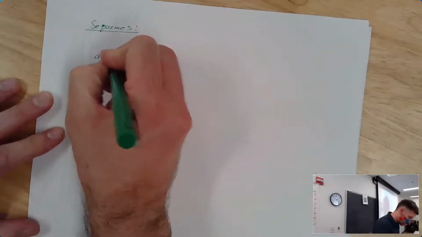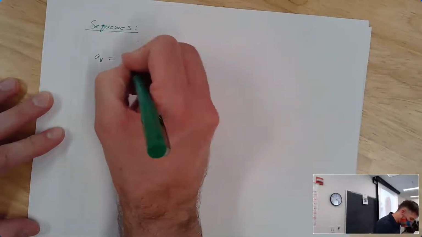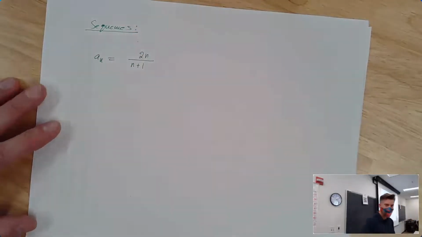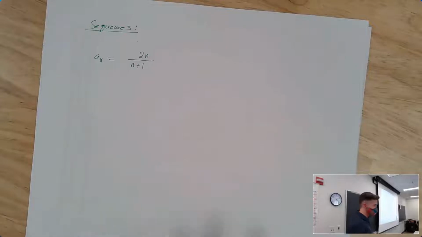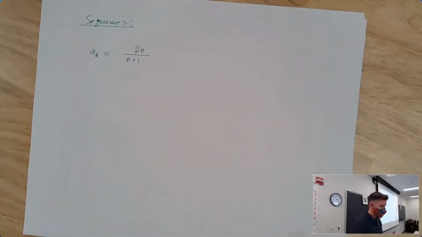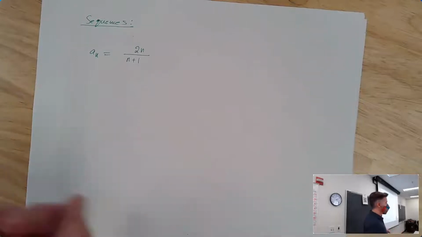So here's a sequence. A sub n equals 2n over n plus 1. And there's a few things we can do with this sequence. We can talk about some of the terms. So usually, unless there's a good reason not to, we typically start the sequence at n equals 1. Sometimes at n equals 0, but typically at n equals 1.